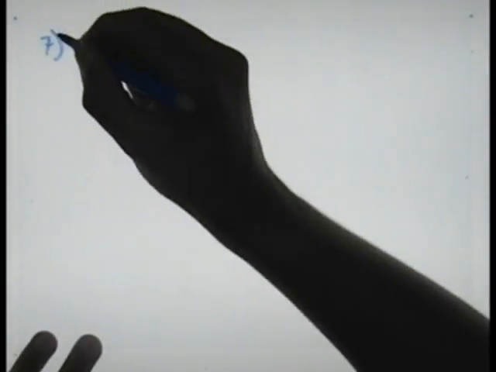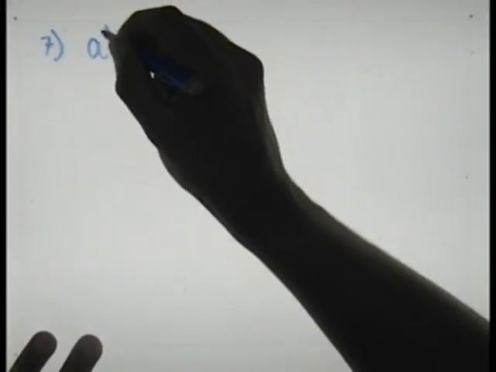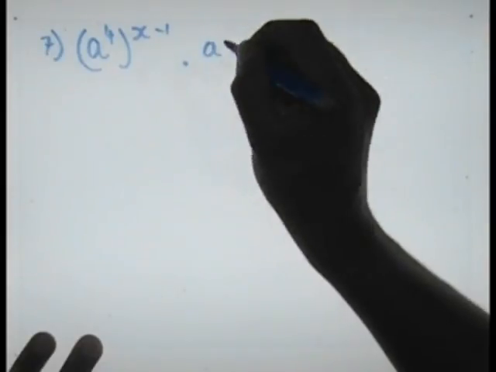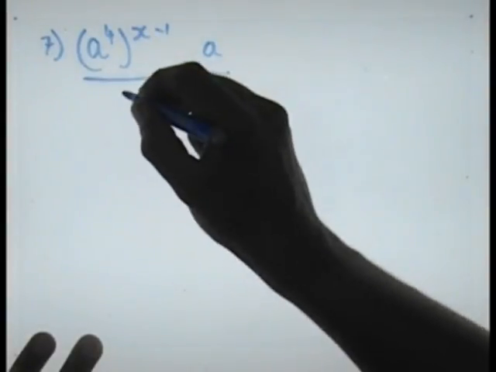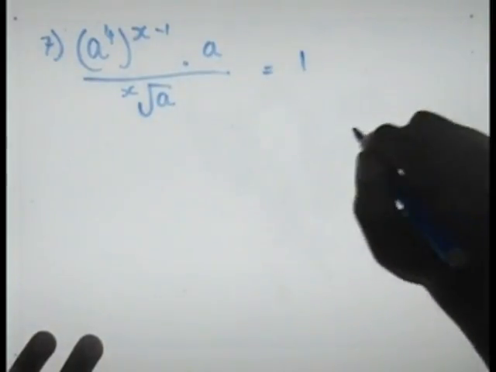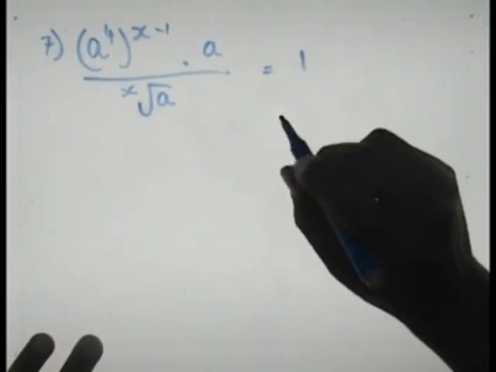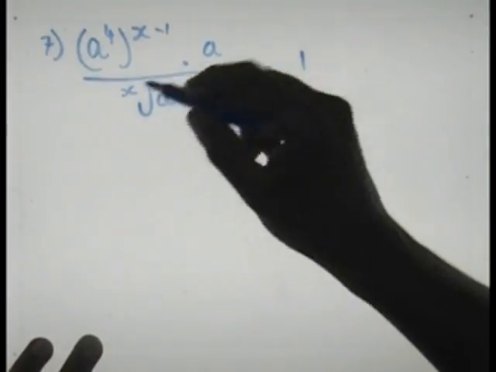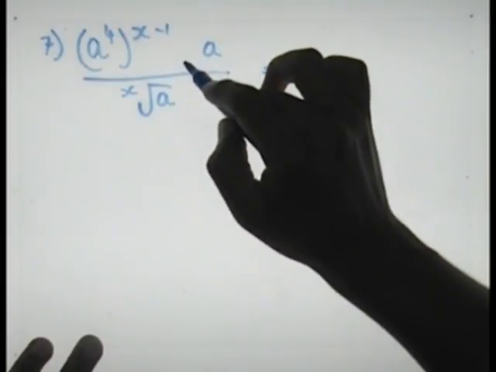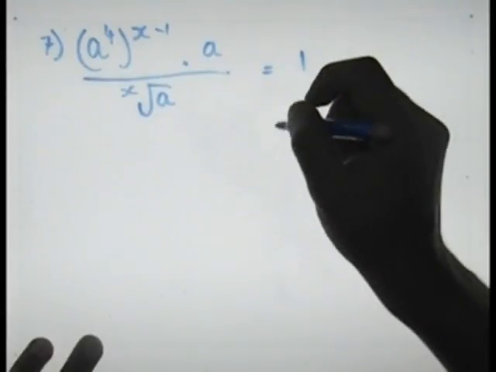Number 7. Alright, number 7 is a bit of a tricky one. We've got a to the power 4, all to the power x minus 1, times a divided by the x root of a, is equal to 1. What I'm going to do with this one is start by getting rid of the brackets.